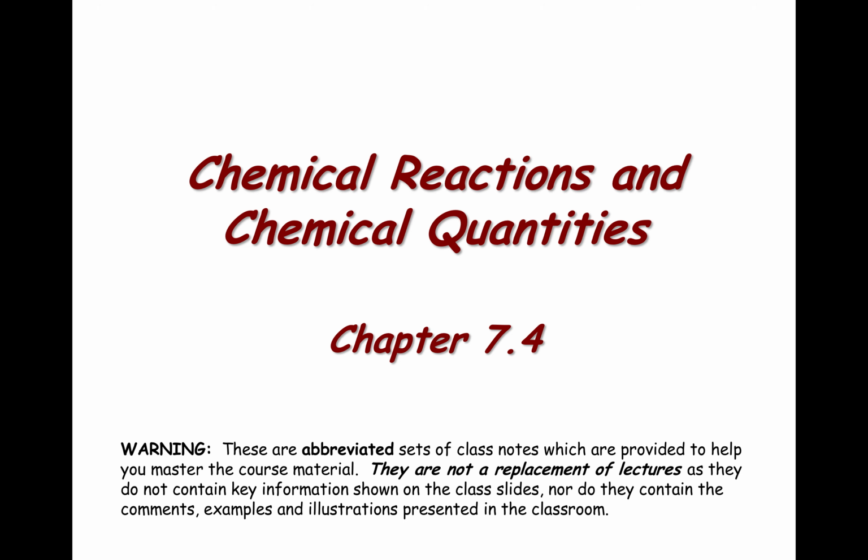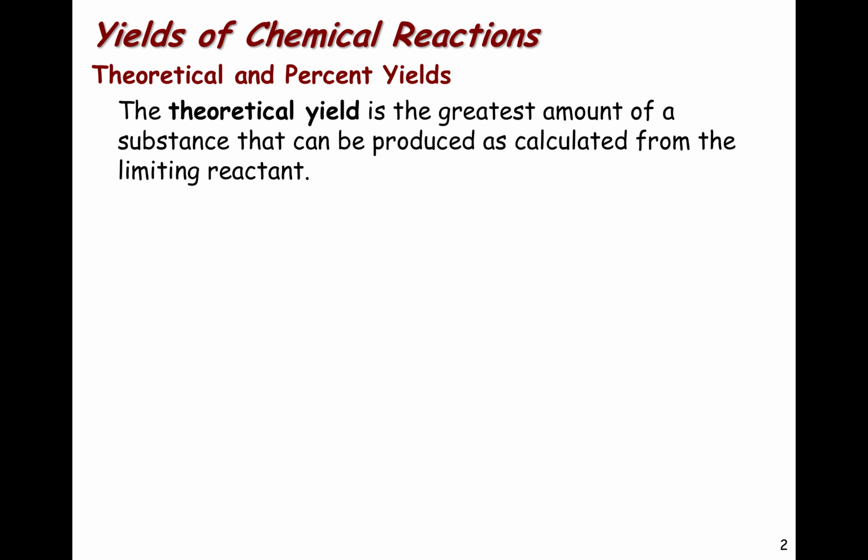In this video, we will continue our discussion of limiting reagents. At this point, we need to define some terms. The first is the so-called theoretical yield. This is the amount of a product that could be formed based upon the limiting reagent. It's the maximum amount that could be produced from that limiting reagent.